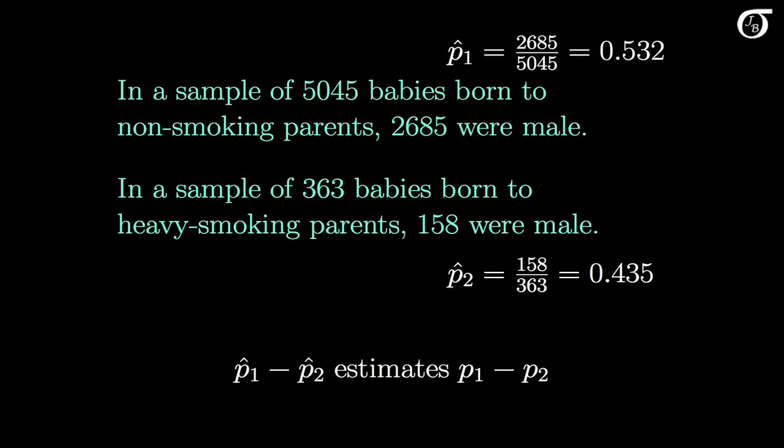The difference in sample proportions, P1 hat minus P2 hat, estimates the difference in population proportions, P1 minus P2. P1 is a parameter representing the true proportion of male births for non-smoking parents, and P2 is a parameter representing the true proportion of male births for heavy smoking parents.